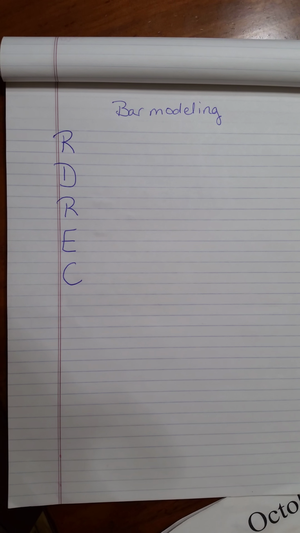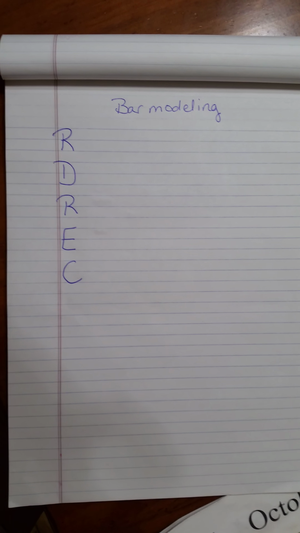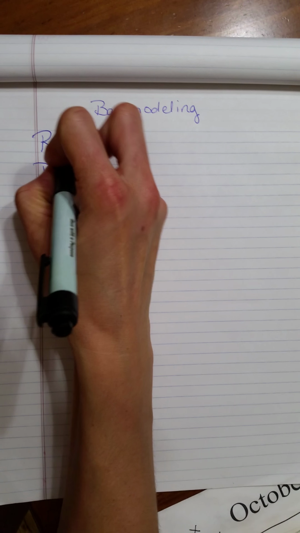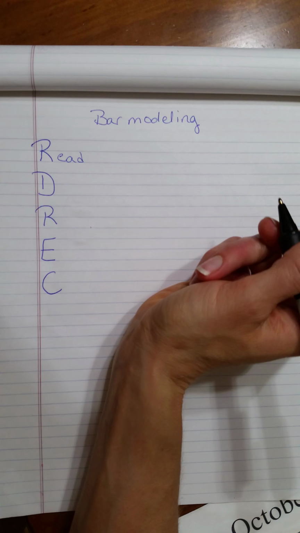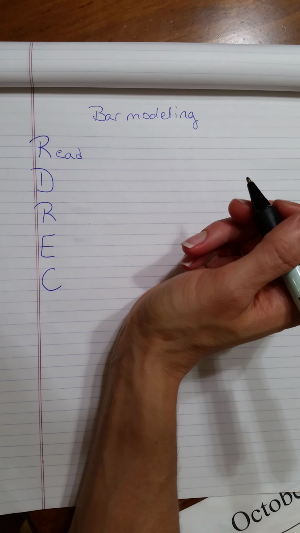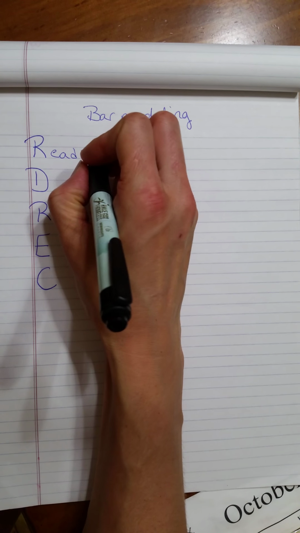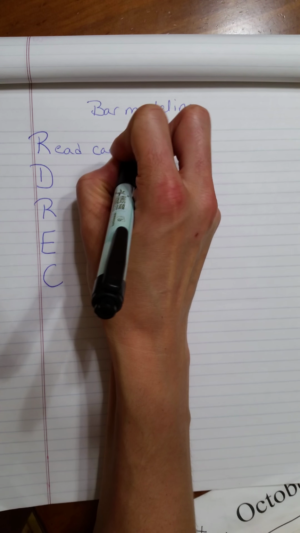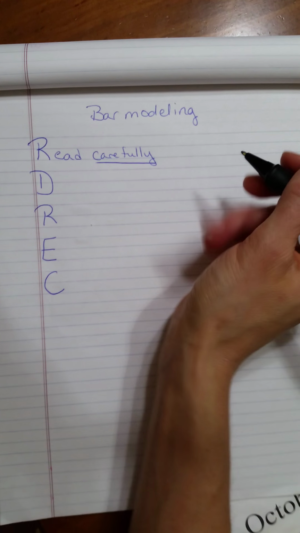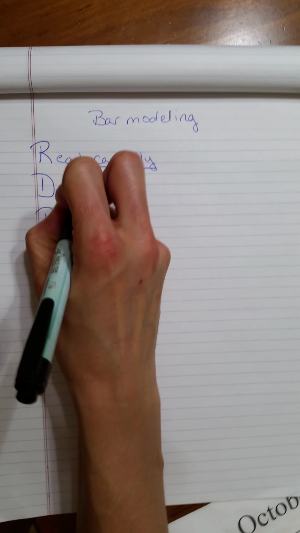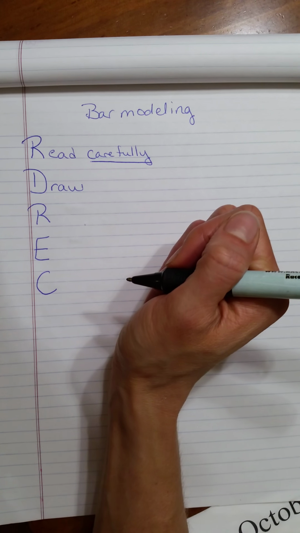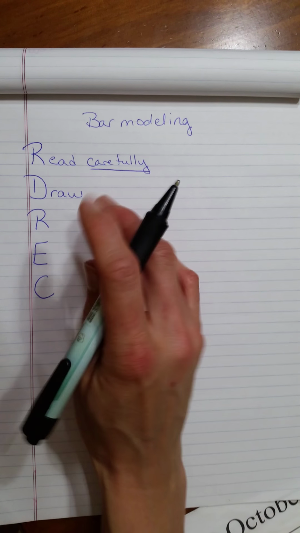In bar modeling, I want you to remember RD-REG. Read the problem and make sure that you understand exactly what it's asking you. So when you read, make sure that you read carefully. Then you draw. Draw what the problem is. Draw the information that they have given to you.